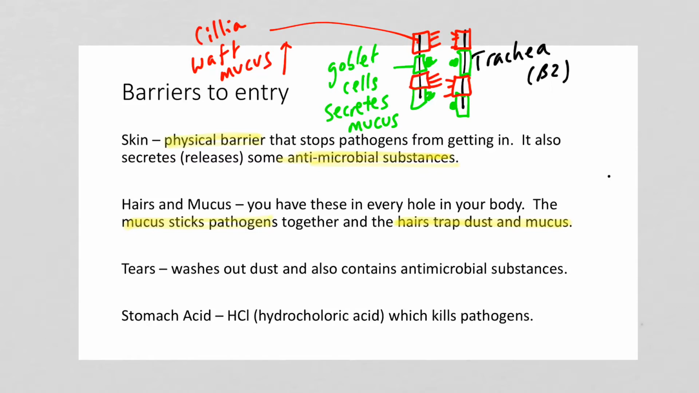Your goblet cells that secrete mucus in your trachea, and your ciliated epithelial cells, which have little hair-like structures called cilia. They're going to waft the mucus and the dust up out of the trachea to keep your alveoli, those are the air sacs where gas exchange happens, nice and clean. We also have tears. This doesn't just mean crying, it means the liquid that's in your eyes, and essentially what that does is keep the eyes clean.